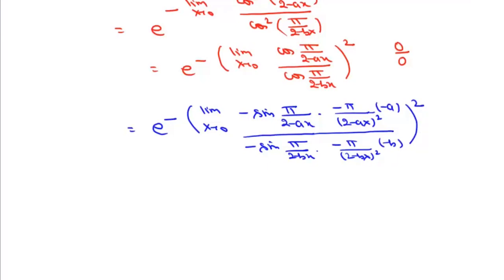Now if we put this limit, sine pi by 2 is 1. Now minus pi and minus pi will cancel. This minus and minus will also cancel. Now we put x as 0. This will be 4, it will be this 4 which will cancel. So the answer to this limit will be simply e to the power minus a square upon b square.